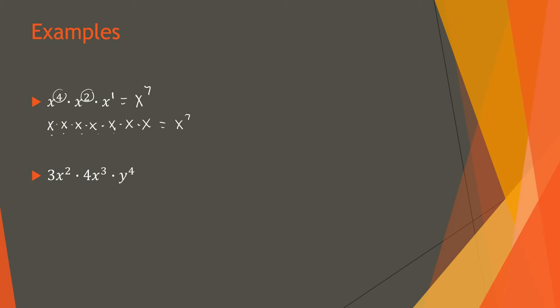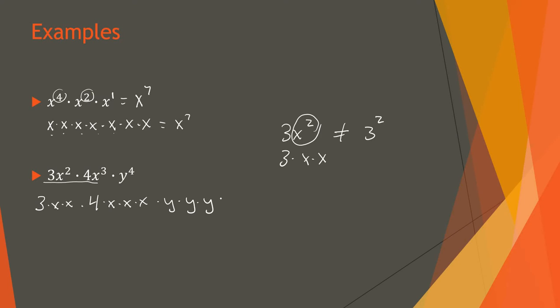This one's a little bit trickier. 3x squared times 4x cubed times y to the 4th. So let's look at these two pieces first. When we have 3x squared, that means 3 times x squared. It does not mean that the 3 is squared. Only the x is being squared. So this would be 3 times x times x, times 4 times x times x times x, times y times y times y times y.